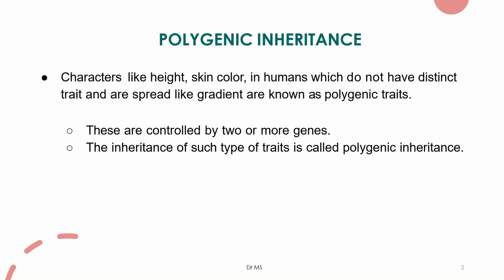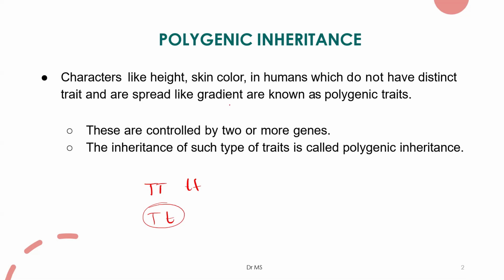So what is the meaning of polygenic inheritance? Skin color, height. Characters like height and skin color in humans do not have distinct traits. Like if you take the height in plants, capital T, small t. Here only the capital T and small t are influencing. One is acting like the dominant character, the other one is acting like the homozygous recessive character.